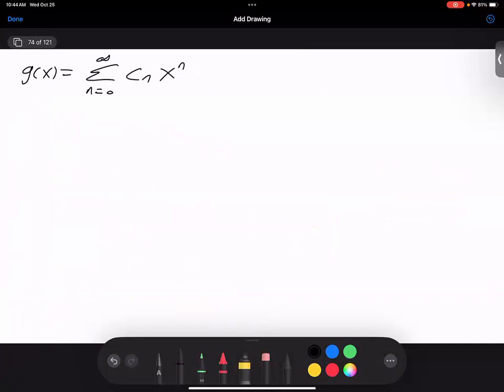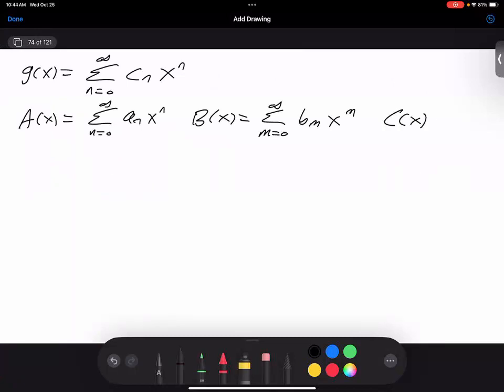Okay, so let's say I gave you 2 generating functions. Let A of x be the sum, n goes from 0 to infinity, of an x to the n, and B of x will be the sum, m goes from 0 to infinity, of bm x to the m. And I'm going to let C of x be A of x times B of x.